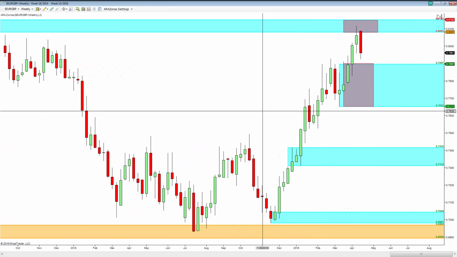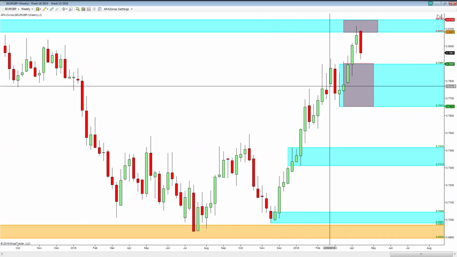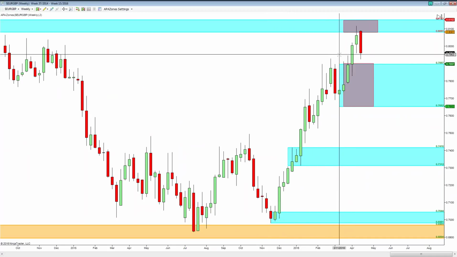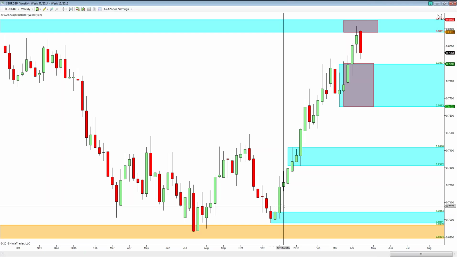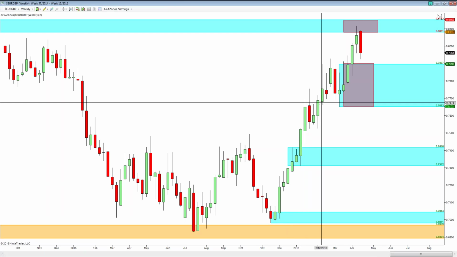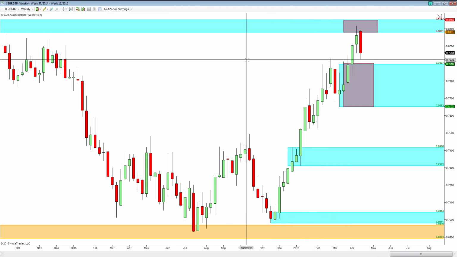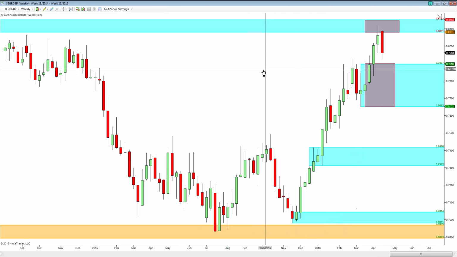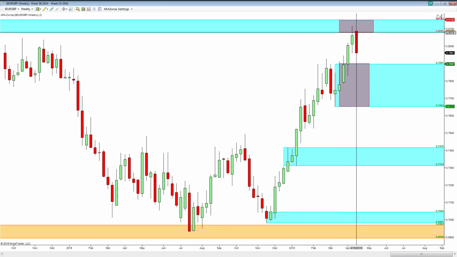Here we are in the Euro pound. And as you can see, this Euro pound's been ripping up on a nice tear ever since last November. We've just been going higher and higher and higher. And here we are at this weekly supply zone, retesting it. Seems like it's being respected.